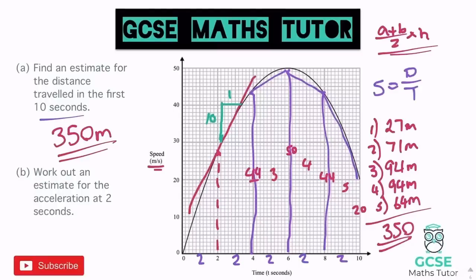And obviously to work out the gradient, you do the change in y over the change in x, and mine comes out as change in y is 10 and the change in x is 1, and it's sloping upwards, so it is positive, and that gives me a gradient of 10. So in terms of an acceleration here, my acceleration would be 10 meters per second squared.